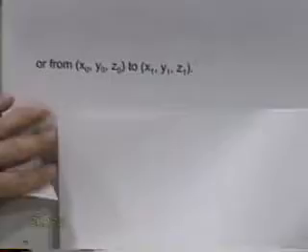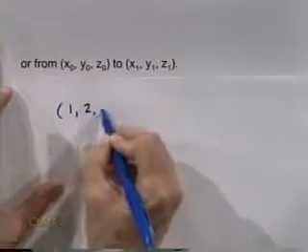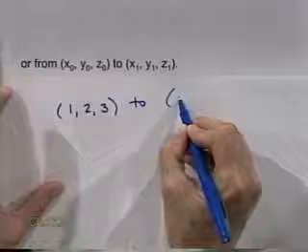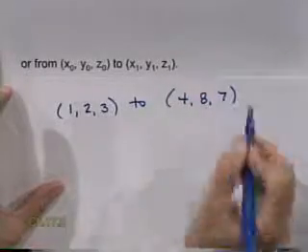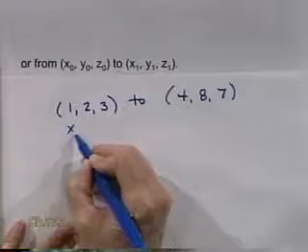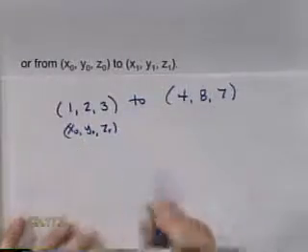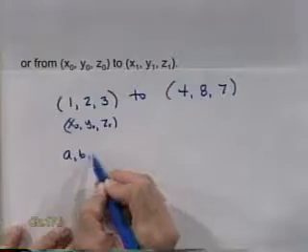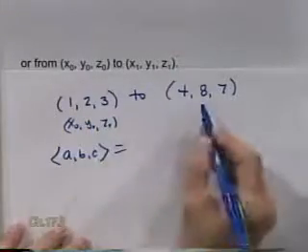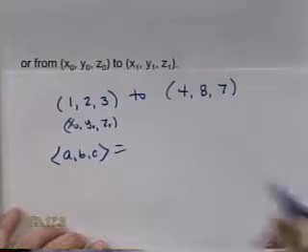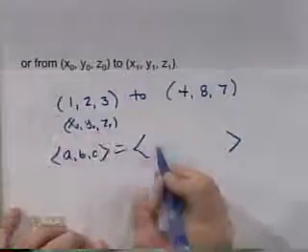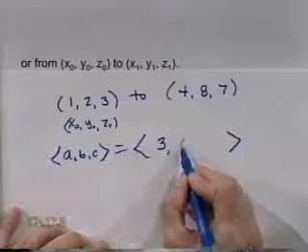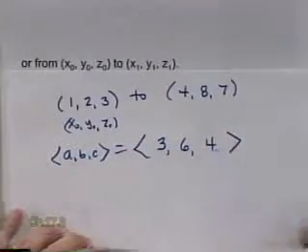Notice if you want to do it in 3D, if we wanted to go from x naught, y naught, z naught to some point x1, y1, z1, let me do it with specifics instead of arbitrary letters. What if I want to go from 1, 2, 3 to 4, 8, 7? This is your x naught, y naught, z naught. Give me a vector A, B, C that goes from here to here. Subtract your x, y, and z coordinates: 4 minus 1 is 3, 8 minus 2 is 6, 7 minus 3 is 4.